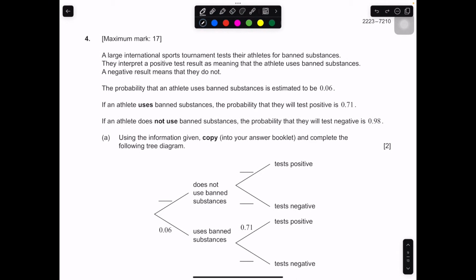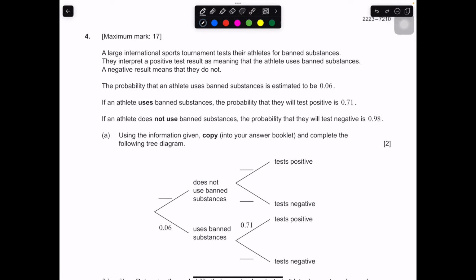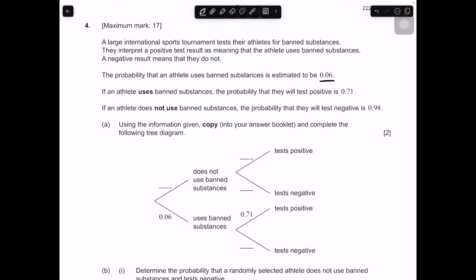Okay. Let's go on to question 4. All right. 17-mark question. A large international sports tournament tests their athletes for banned substances. They interpret a positive test result as meaning that the athlete uses banned substances. A negative result means that they do not. The probability that an athlete uses banned substances is estimated to be 0.06. If an athlete uses banned substances, the probability that they will test positive is 0.71. If an athlete does not use banned substances, the probability that they will test negative is 0.98. So positive means that the athlete uses banned substances, and negative means that they don't.